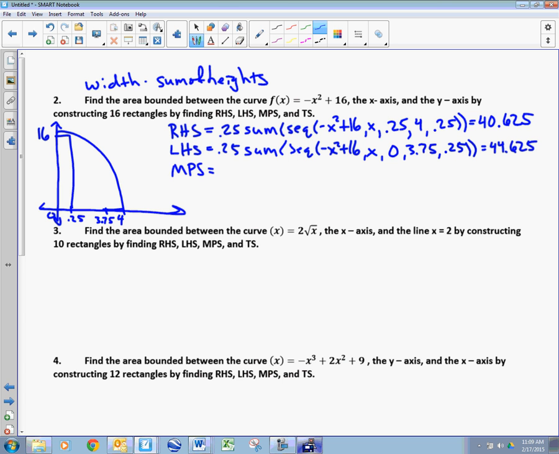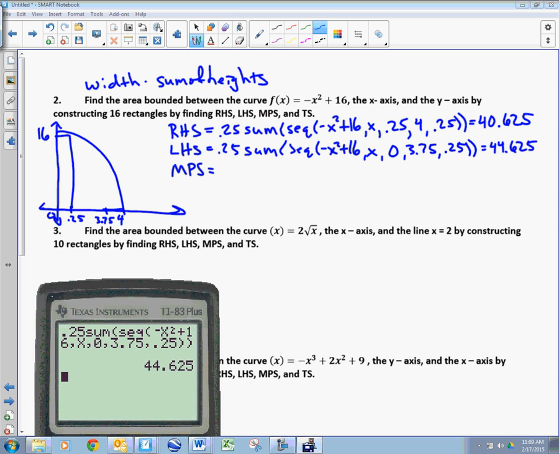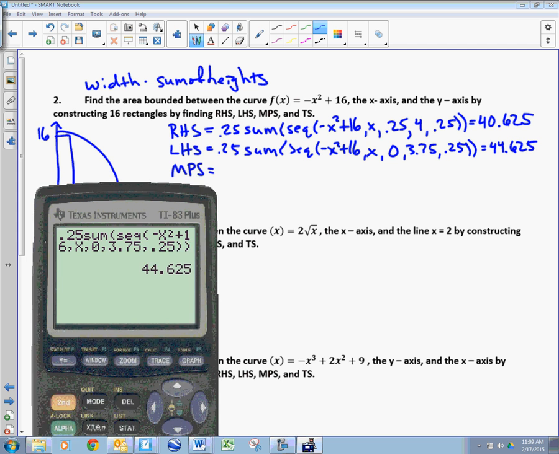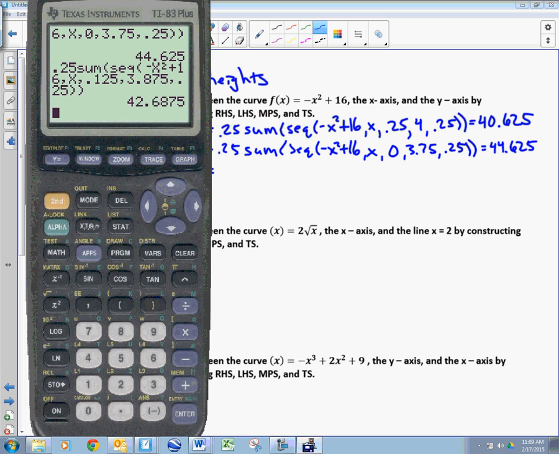And your midpoint sum. Look at the middle. What's the middle of 0.25? 0.125. So bring my entry back. I'm going to start not at 0, but at 0.125. What's going to be the last spot? 0.125 back from 4, so 3.875, and 0.25 is still my width. And 42.6875. I should have written this down.